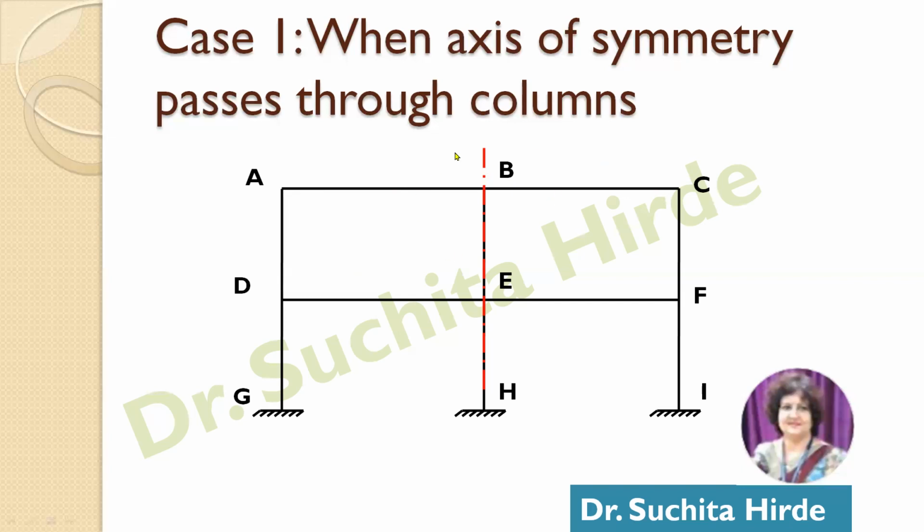So how we will modify this? We will remove member BE and EH because bending moment in these members is 0 due to symmetry. Then since there is no vertical displacement possible, no horizontal displacement possible, also due to symmetry, there is no slope. So we can imagine the fixed support at B and E. And we will modify this. Let us see how to modify this frame in next slide.